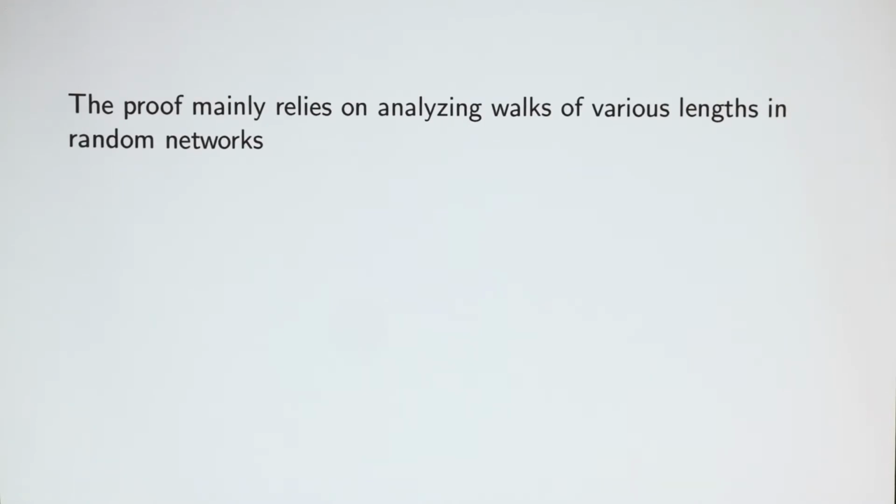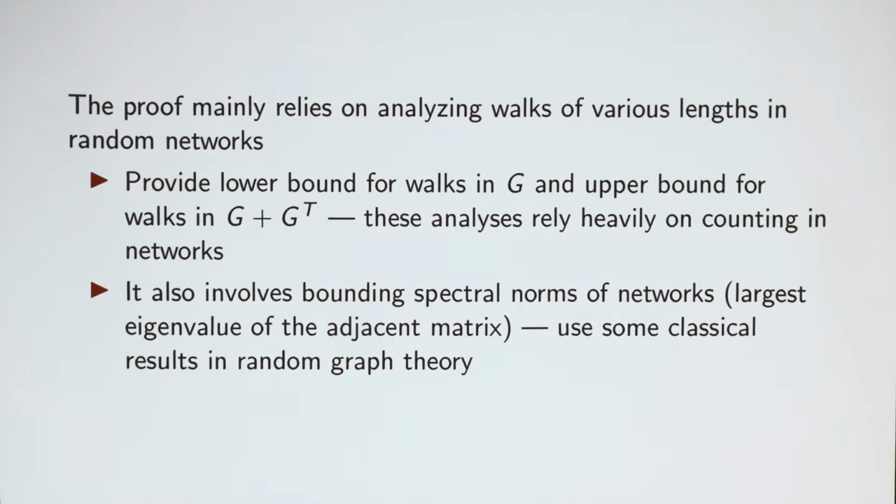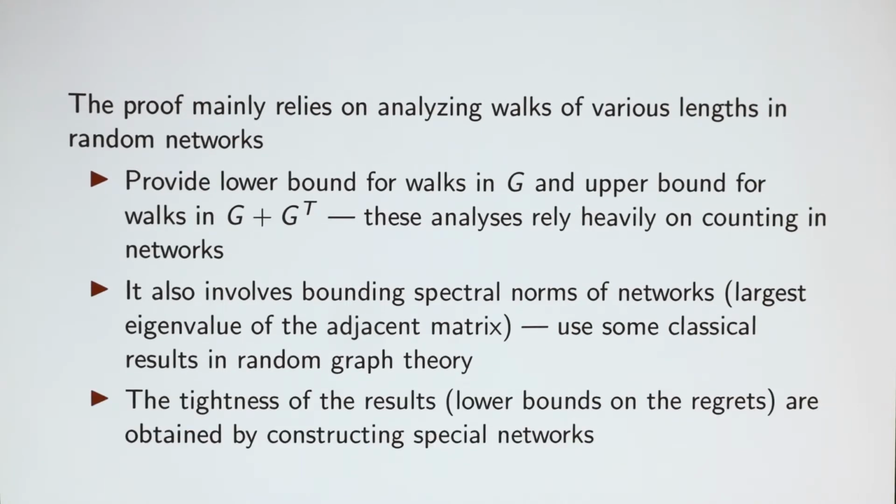To prove these results, we rely on analyzing the walks of different lengths in the random networks. For example, we need to provide a lower bound for walks in matrix G and an upper bound for the walks in the matrix G plus G transpose. And also, we need to bound the spectral norms of the random networks, and we use some classical results in random graph theory to show them. Also, to show the tightness of the results, we construct some special networks to make sure that the upper bound and the lower bound match, and therefore we can obtain the theta rates.